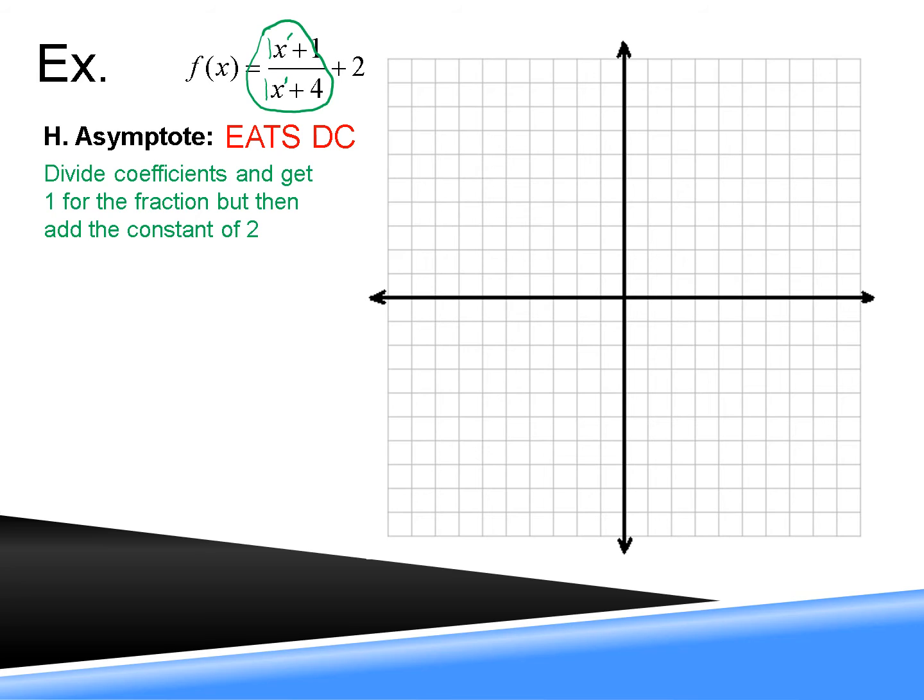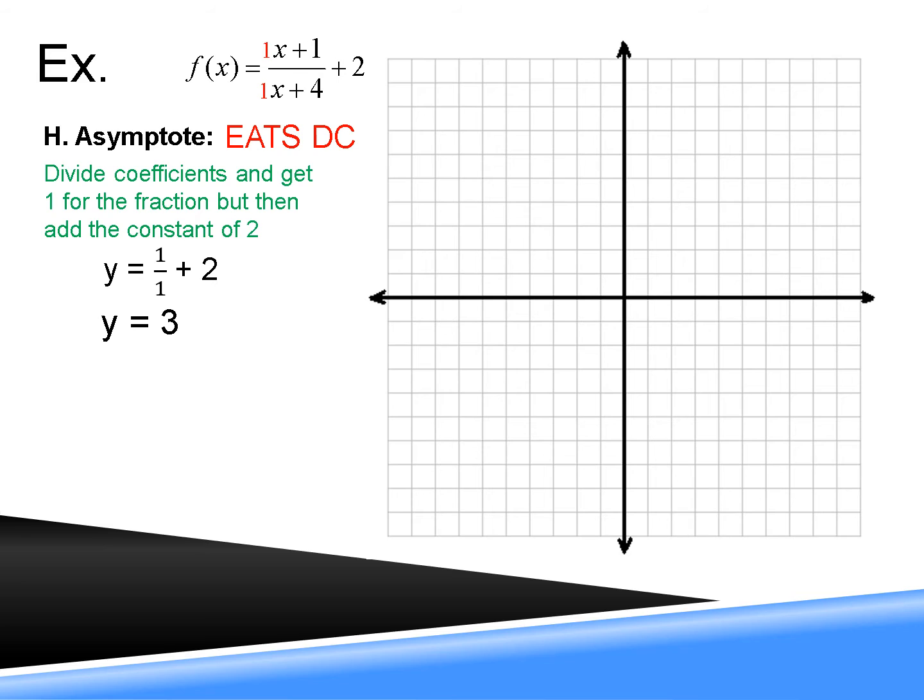So again, Bobo Botten eats DC only applies to the fractional part. If you're adding a constant on to the end of your function, you have to take that into account when you are calculating the horizontal asymptote. So we are going to divide the coefficients to get 1, and then we are going to add 2. So 1 over 1 plus 2. Well, 1 over 1 is 1. 1 plus 2 is 3.